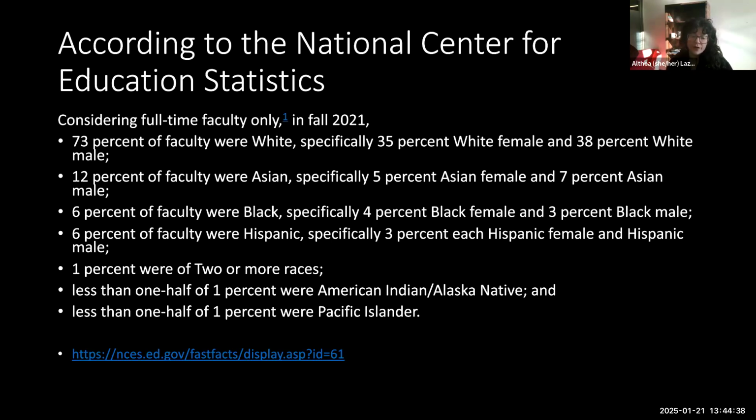Less than 1/2 of 1% were American Indian, American Native, Alaska Native, and less than 1/2 of 1% were Pacific Islander. If you compare these demographics to the population rates of the United States, these are not the same. White scholars and male scholars are overrepresented in faculty of higher education compared to the population at large and the incoming class of new students.